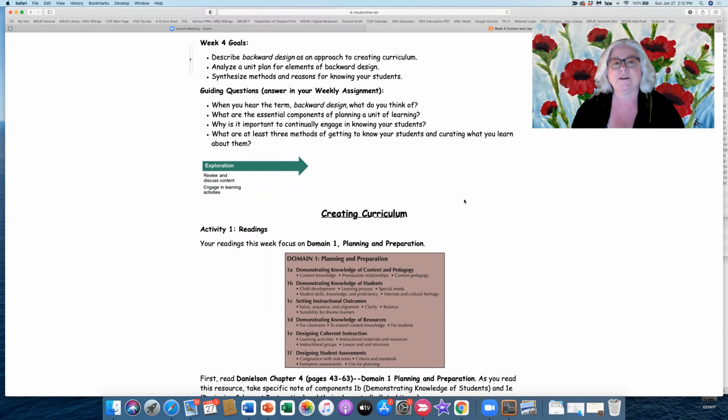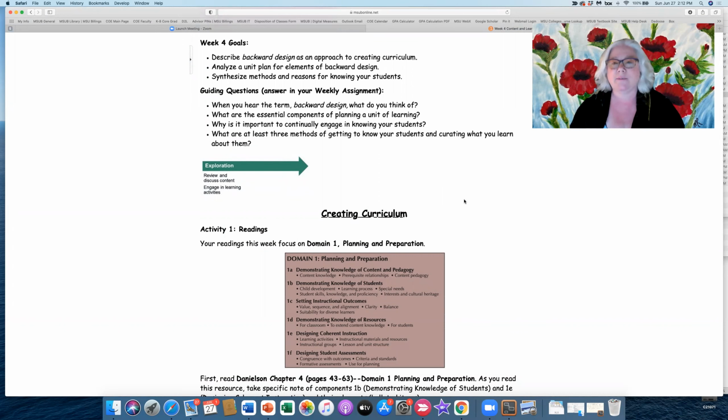And the questions that are guiding our learning are, when you hear the term backward design, what do you think of? What are the essential components of planning a unit of learning? And why is it important to continually engage in knowing your students? And what are at least 3 methods of getting to know your students and curating what you learn about them?